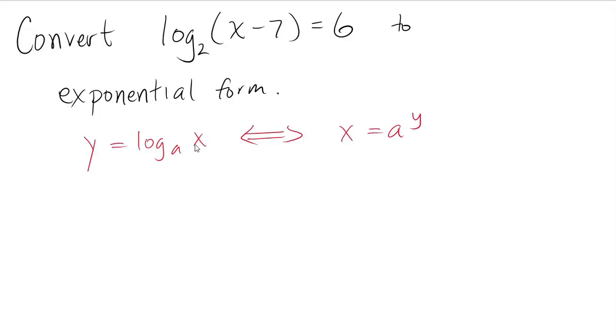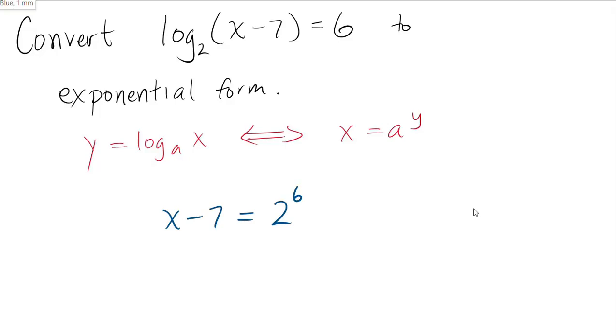The input to the logarithm goes by itself on one side of the equation. The input to our logarithm is x minus 7, so I'm going to write that by itself on the left side. That's equal to an exponential expression. The base of the exponential expression is the base of the logarithm. The base of our logarithm is 2. So the base of our exponential expression is 2. The exponent on that base is the output of the logarithm. Well, the output of our logarithm is 6, so the exponent becomes 6. And now we have this rewritten in exponential form, which is all we were asked to do.